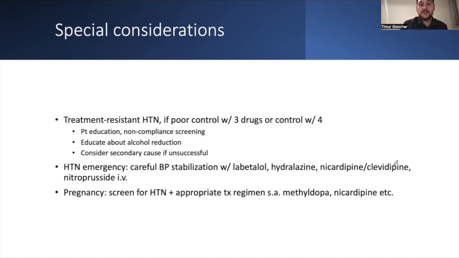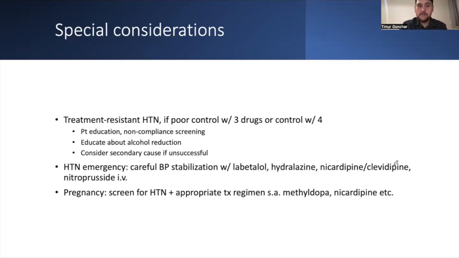In a hypertensive emergency, you have to be very careful with the blood pressure stabilization, because you do not want to cause a drastic drop in blood pressure. You just want to make sure all the organs are being adequately perfused, and some special drugs used for that are direct vasodilators such as hydralazine, some CCBs like nicardipine, clevidipine, and nitroprusside.